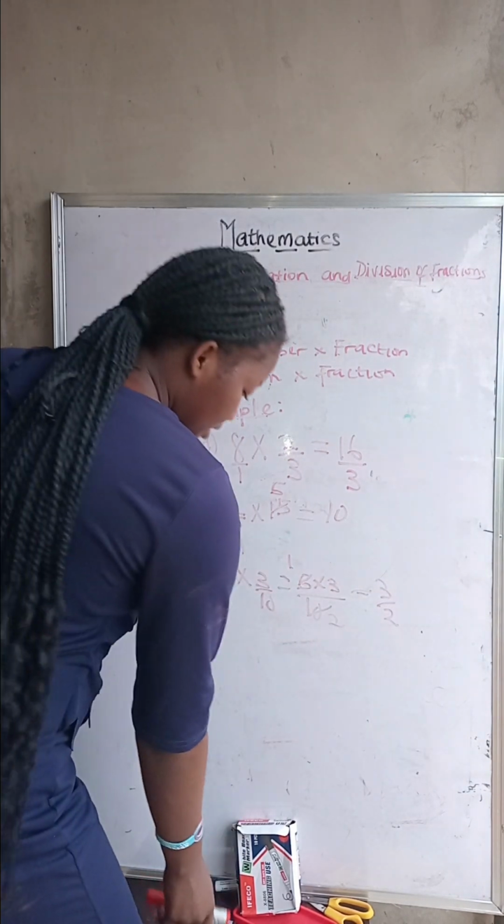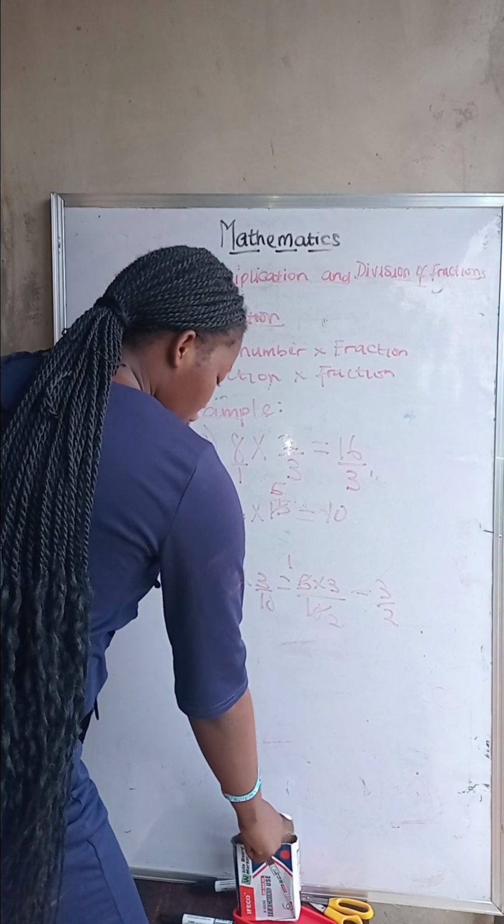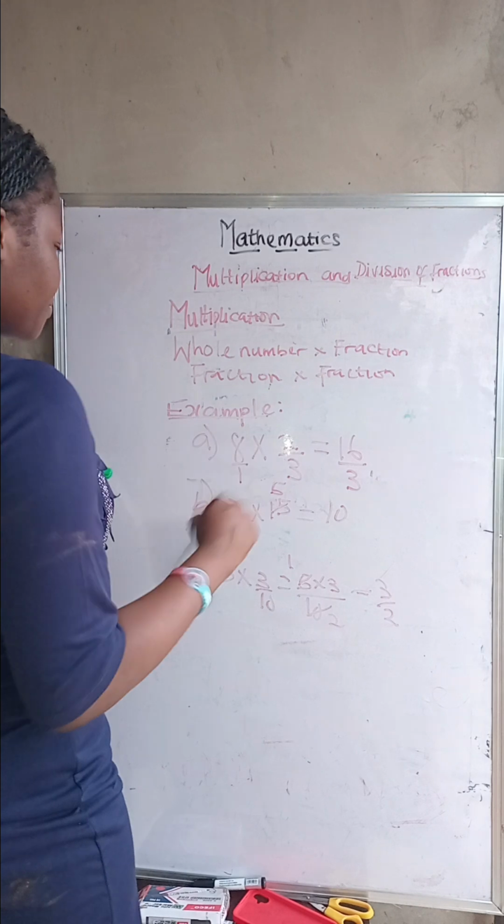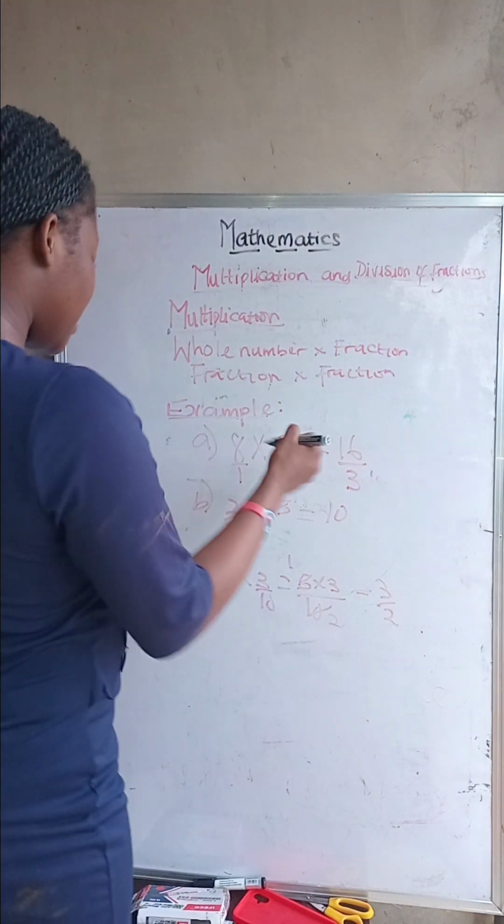Do you understand? So this is for whole number times fraction. Let me give another example.